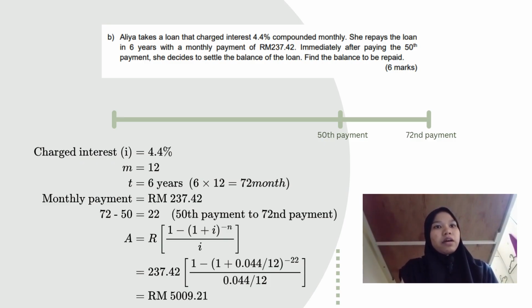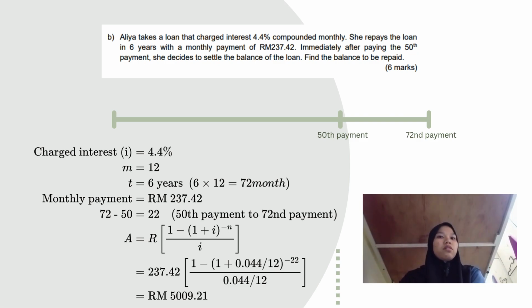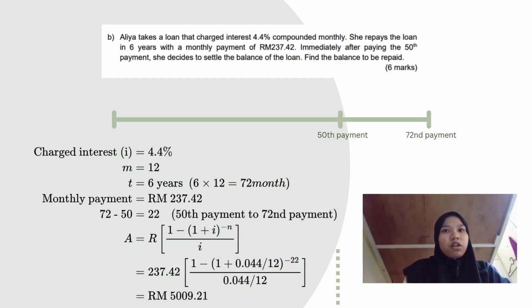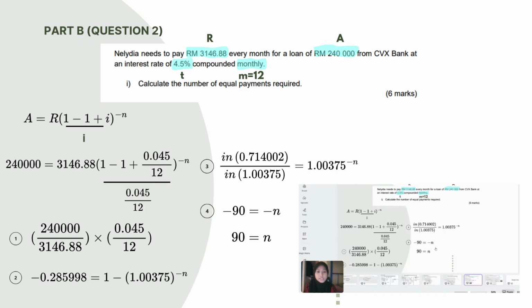We use the present value formula, which is A equal to R bracket 1 minus bracket 1 plus i, close the bracket, power of negative n, and divide by i. So we substitute it all: 237 ringgit 42 cents, bracket 1 minus bracket 1 plus 0.044 divided by 12, close the bracket, and power of negative 57, and all that we divide by 0.044 divided by 12. So the total amount we get is 5,009 ringgit 21 cents.